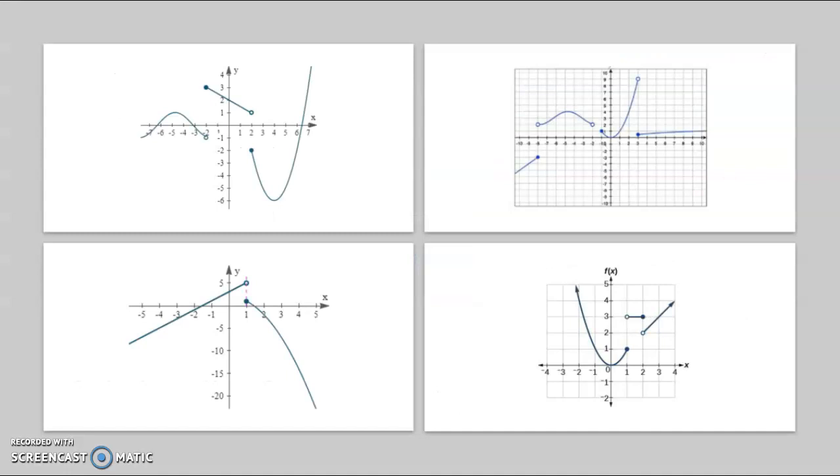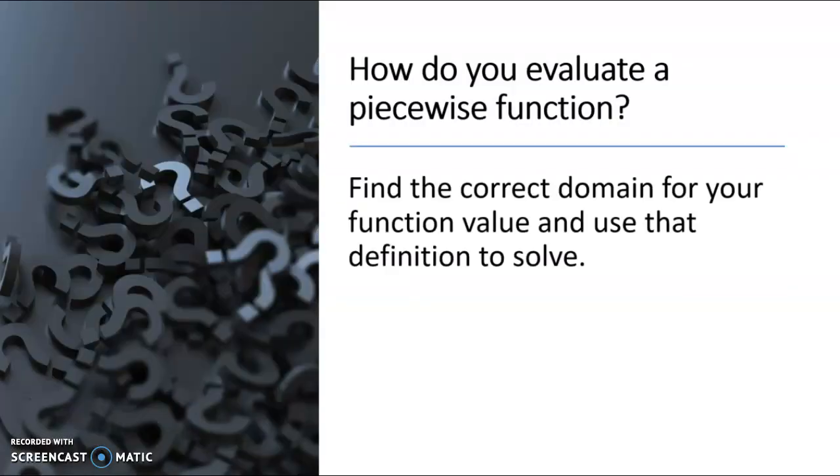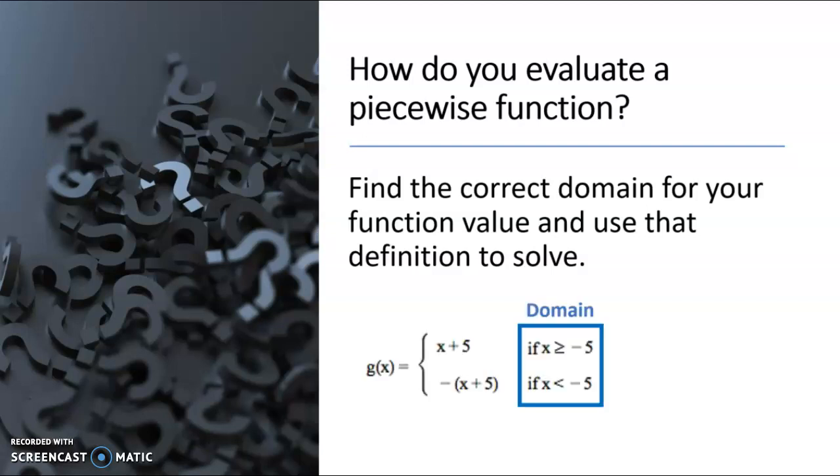These are some examples of piecewise graphs, and you can see pretty clearly that those graphs have to be defined in pieces just because of the way they look. So how would we evaluate a piecewise function? We're going to find the correct domain for our function value and use that definition to solve. So here's an example of the definition of the function and the domain, and then the function values that we're asked to find. We're going to look at 3 examples.